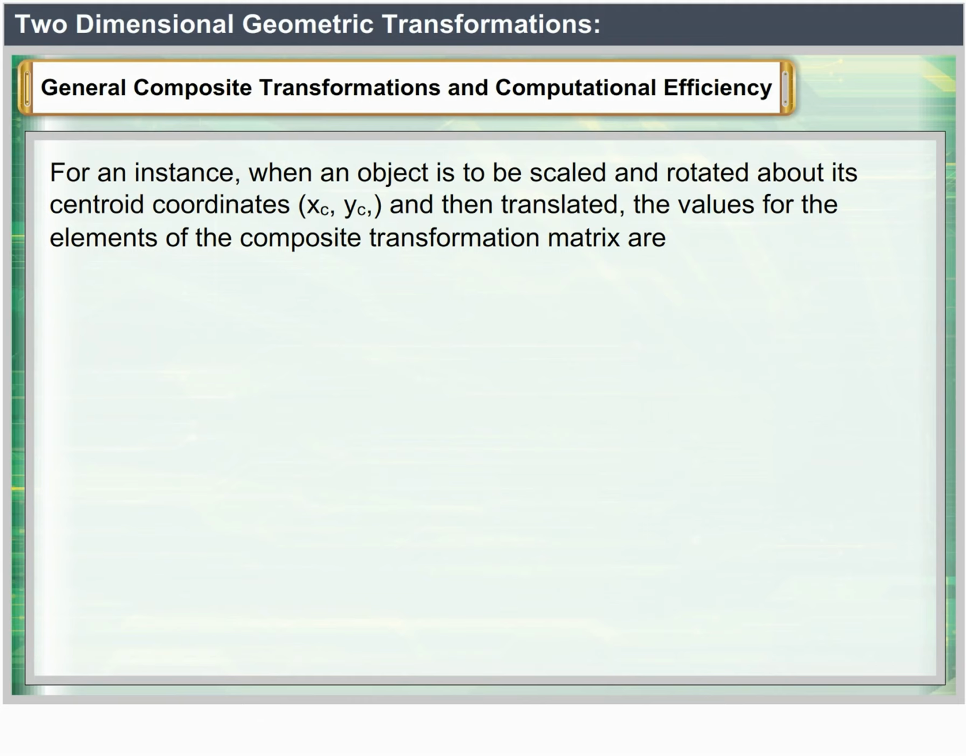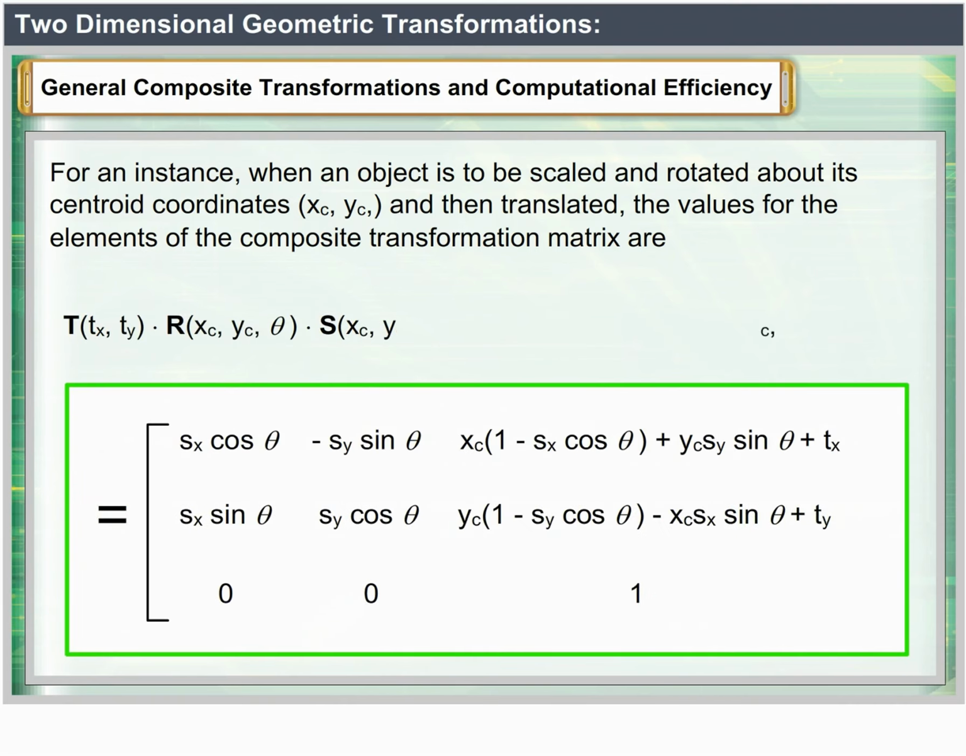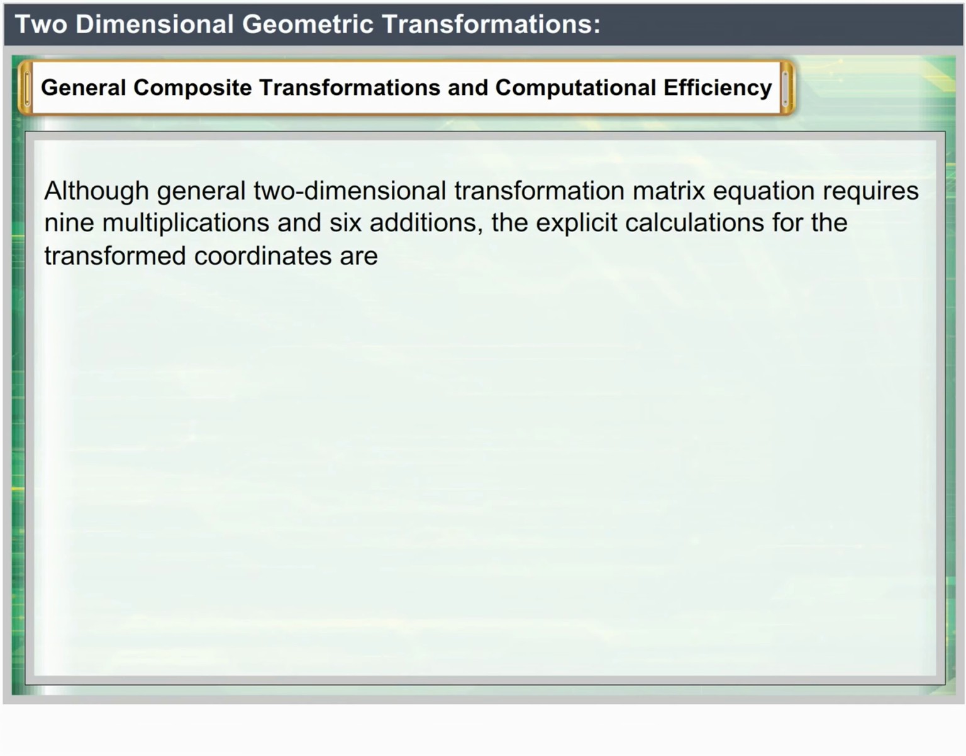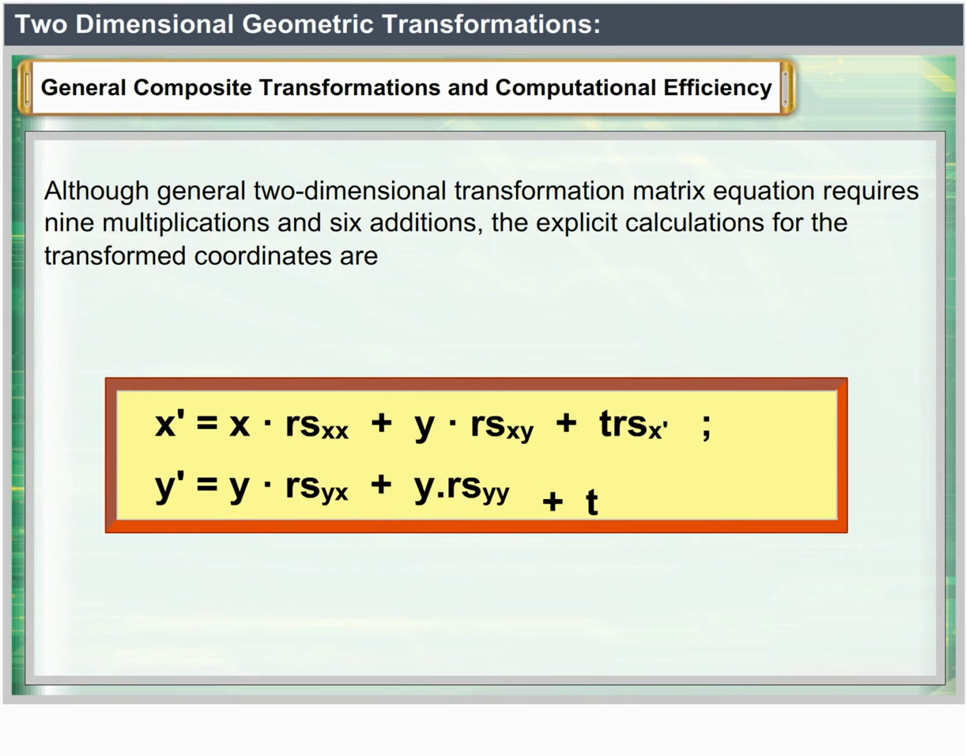Although the general two-dimensional transformation matrix equation requires 9 multiplications and 6 additions, the explicit calculations for the transformed coordinates are x' equals x times rsxx plus y times rsxy plus trsx, and y' equals x times rsyx plus y times rsyy plus trsy. Thus, we actually only need to perform 4 multiplications and 4 additions to transform coordinate positions.